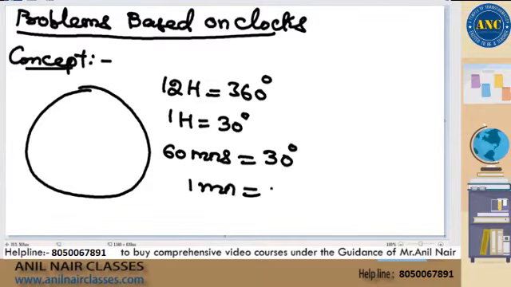Please write down this. 12 hours it is 360 degrees. 1 hour it will go for an angular displacement of 30 degrees. 1 hour is 60 minutes. 60 minutes it is 30 degrees. 1 minute it is half degree. Very important concept. So 12 hours 360 degrees, 1 hour our hand will go 30 degrees. In 1 minute it will go half degree.